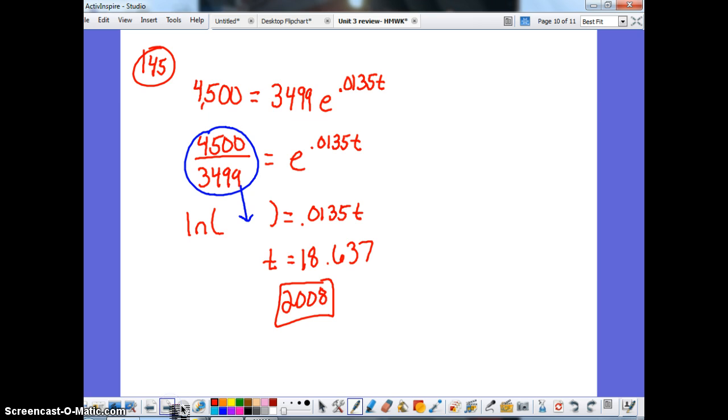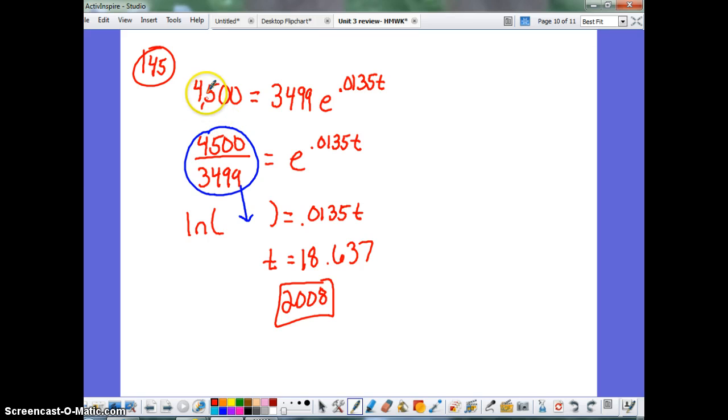145, very similar. In 145, they gave you the equation here, and they said they want to know when the population is going to reach 4.5 million. So notice I don't have this as 4.5 million, I have it as 4,500, because it says in the beginning that the population here is given in thousands. So 4,500 is going to be the 4.5 million represented in thousands. So I know it's a little bit confusing.